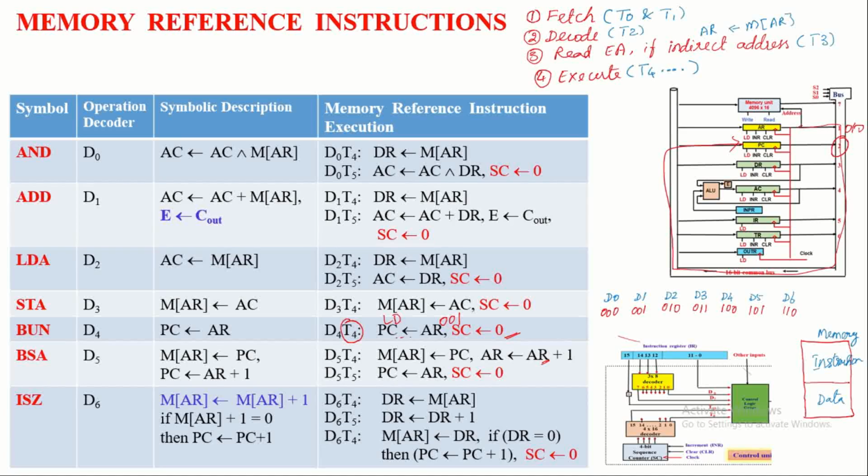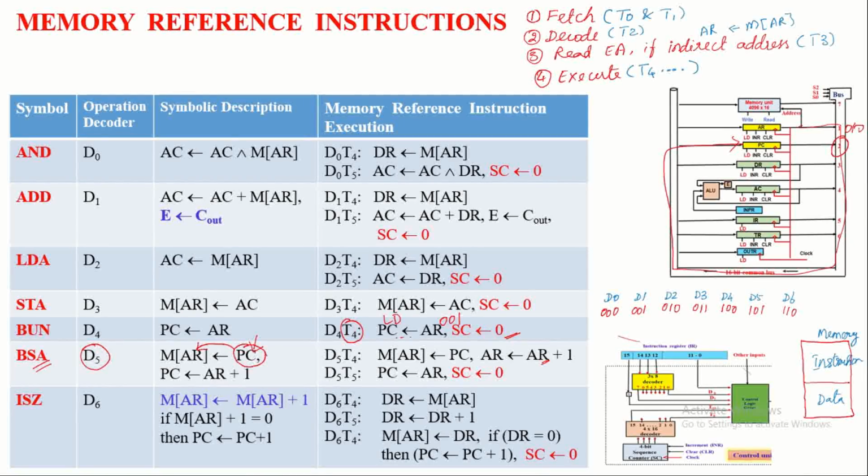Let us now discuss the branch and save return address operation, which is performed when the D5 output of the decoder is active. This operation is performed in order to transfer the program execution control to the subroutine. It is performed by transferring the address of the next instruction, which is available in the program counter register, to the memory unit location whose address is pointed to by the address register.